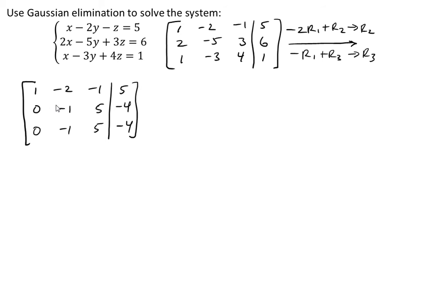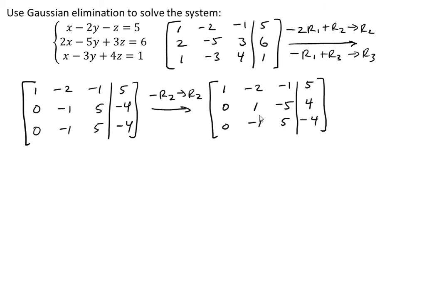Next we would want to get a 1 here in the middle and then a 0 below it. So to get a positive 1 here in the middle, we can simply multiply row 2 by negative 1, and that will become our new row 2. So just multiply each entry in row 2 by negative 1. Now to get a 0 below that 1, we just need to add row 2 and row 3, and that will become our new row 3.